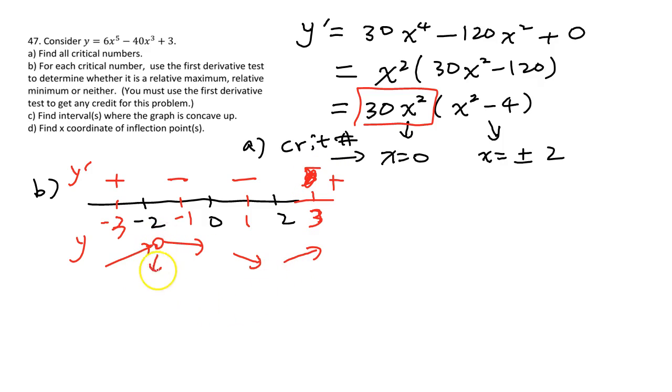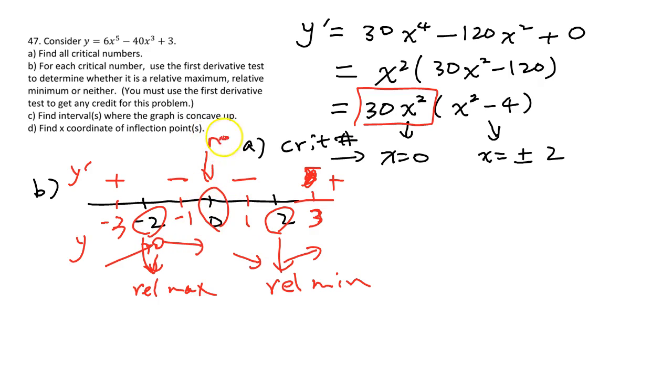So we know that this is relative max. So -2 is relative max, and 2 is relative min, and 0 is just decreasing and then decreasing again, so this is neither.